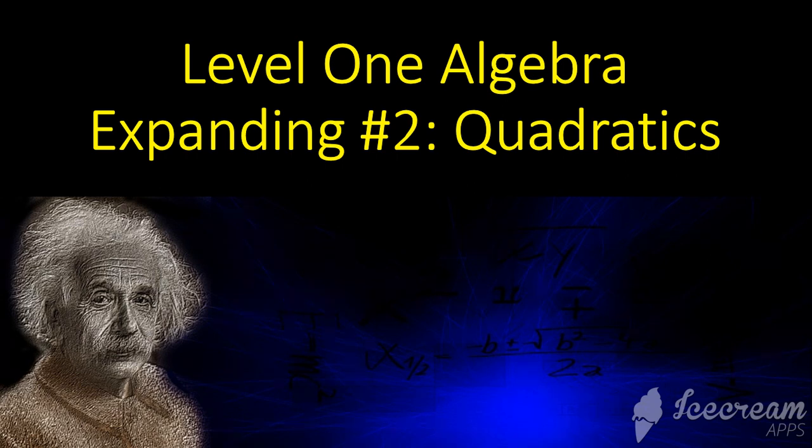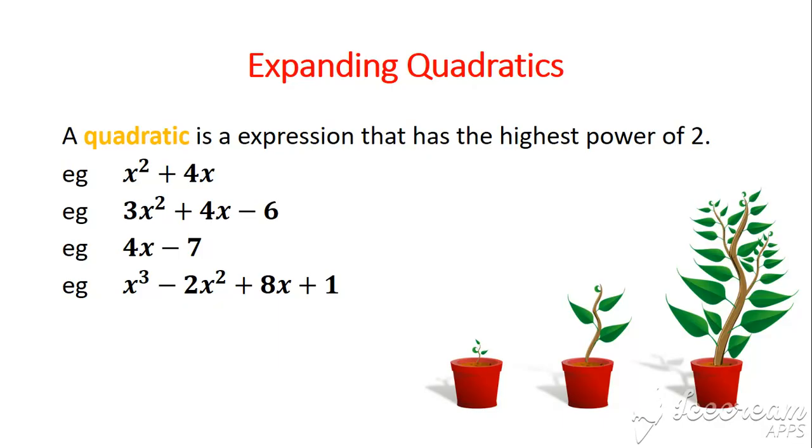We continue talking expanding, but we move into the world of quadratics. A quadratic is an expression that has the highest power of 2. So example 1 is a quadratic because it's got an x squared in it. Example 2 is also quadratic, it's got a 3x squared in it. Example 3 is not a quadratic, there's no x squared in that term.